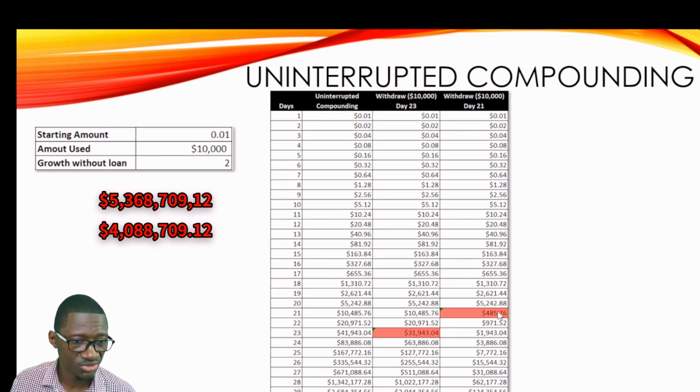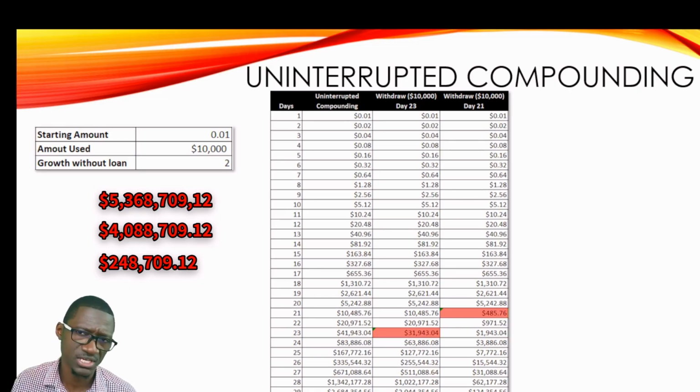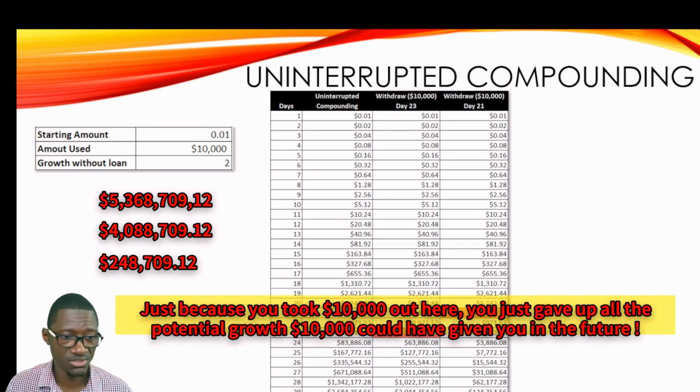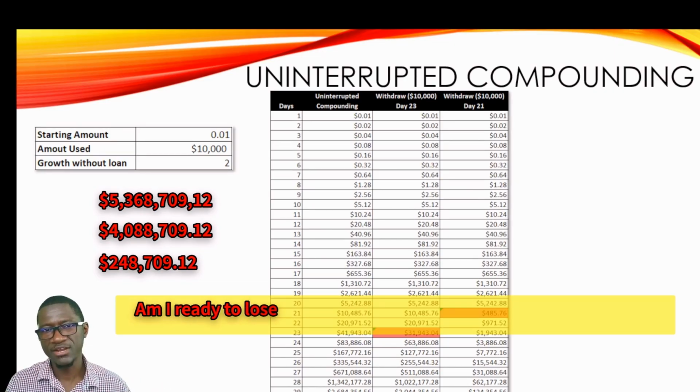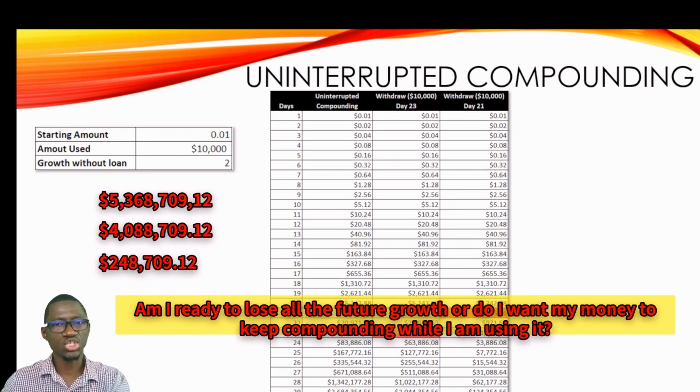As a result, on day 30, you are left with 200,000, almost 250,000. You see the difference? That's what happens when you interrupt the compounding of your money. Just because you took 10,000 out here, you gave up all the potential growth that 10,000 could have given you in the future. That's why when it's time to decide between a loan and a withdrawal, you have to ask yourself the question: am I ready to lose all the future growth of the money that I need to take out? Or do I want that money to keep compounding?